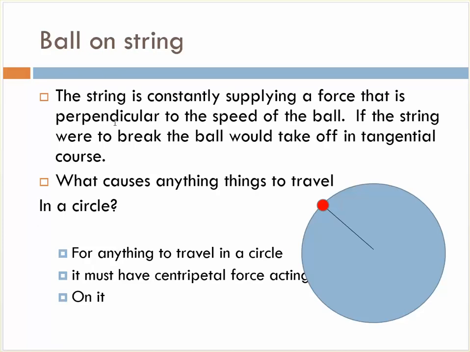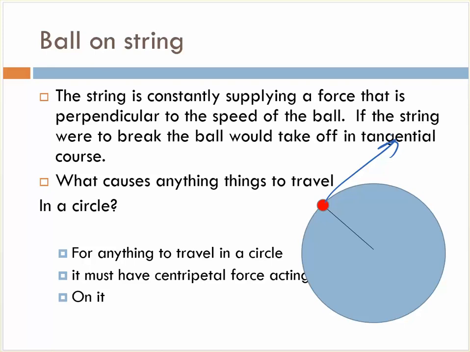The string is constantly supplying a force that is perpendicular to the speed of the ball. If the string were to break, the ball would travel off in a tangential course. So if the string were to break, this ball would take off in that direction. It would be traveling tangentially.